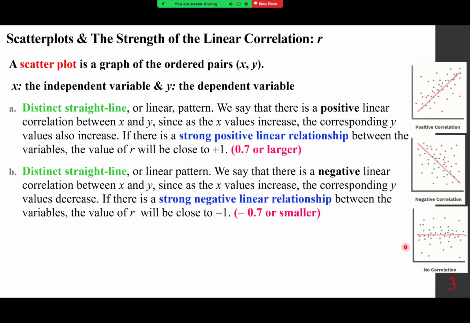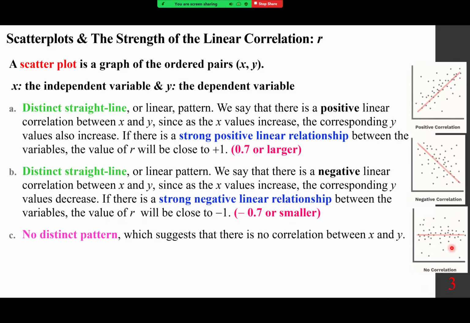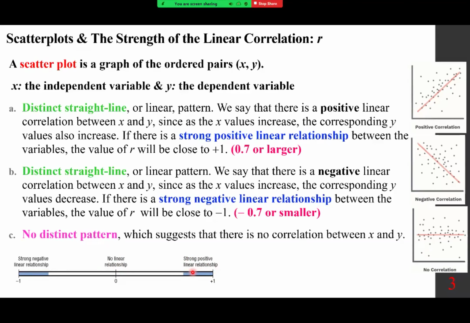In this case, it's all over the map and there is no correlation, no distinct pattern, which suggests that there is no correlation between x and y. So when it's close to 0, there is no linear relationship. When it's close to 1, we have a strong positive linear relationship. When it's close to negative 1, as I mentioned, 0.7 to 1, and this is negative 0.7 to negative 1, a strong negative linear relationship.